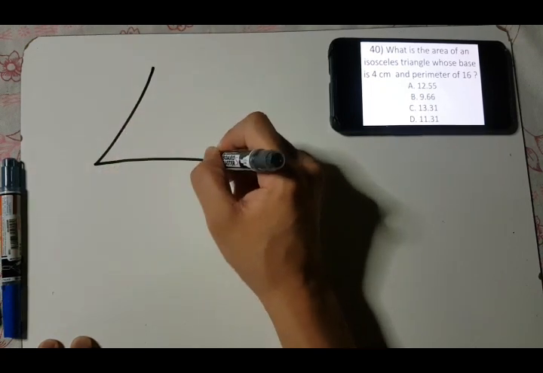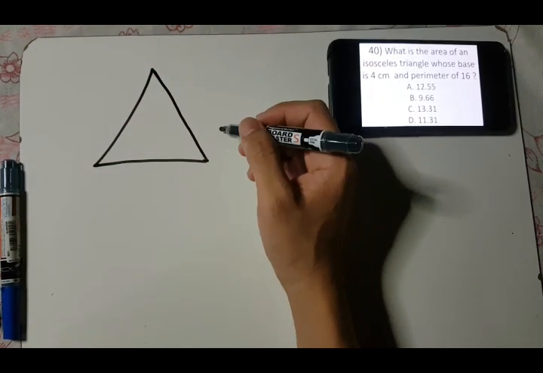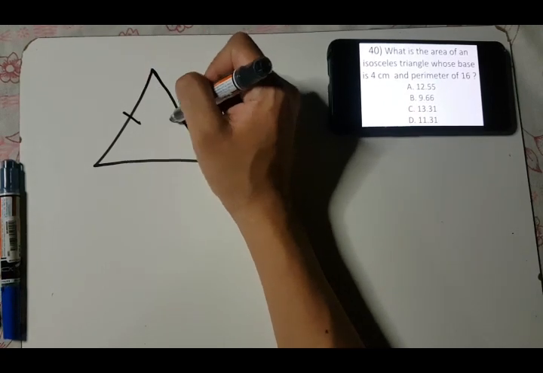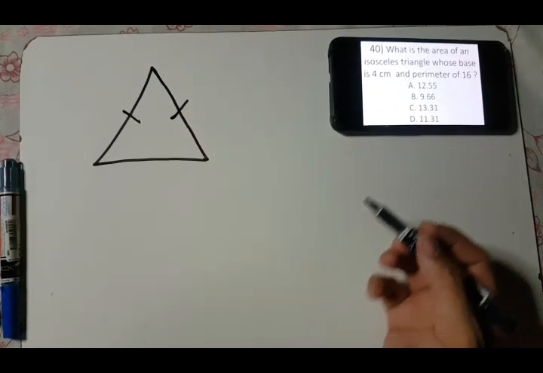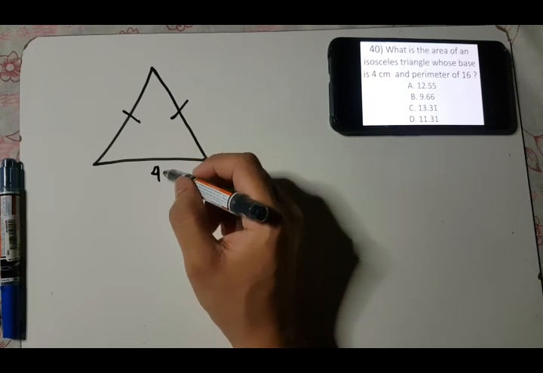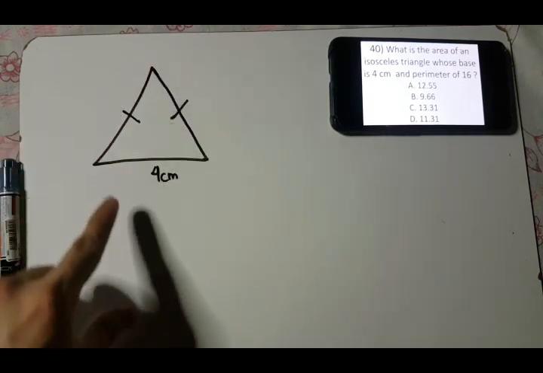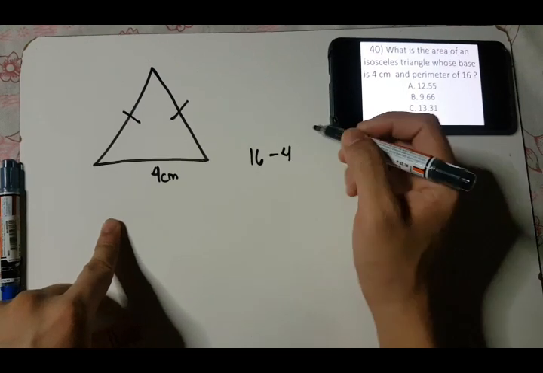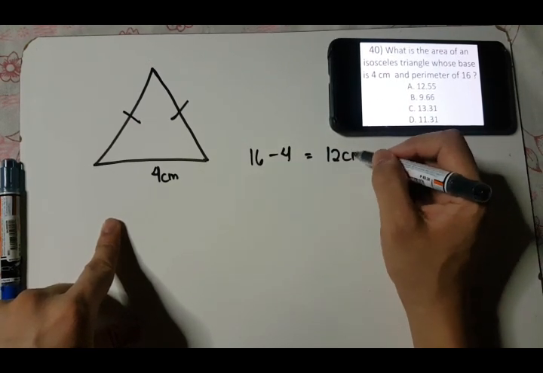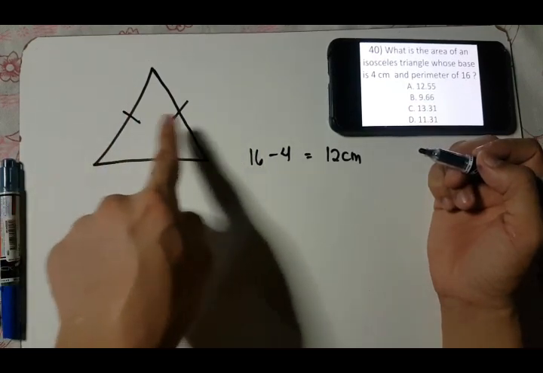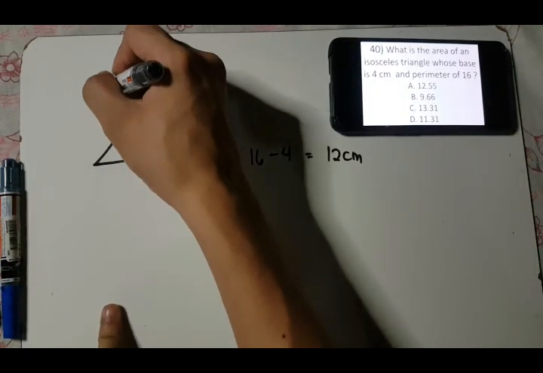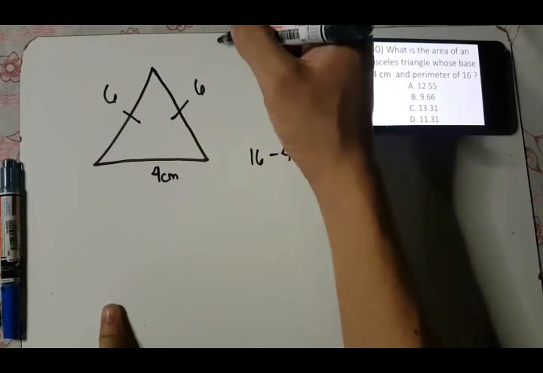What is the area of an isosceles triangle whose base is 4 centimeters and perimeter of 16? So, alam naman natin si isosceles triangle, ang kanyang two legs are always congruent. Okay? So, yung given nating base is 4 centimeters. So, meaning, ang perimeter nito is 16. So, 16 minus 4. So, that is 12 centimeters na natira. So, hatiin natin to sa dalawa since these two are congruent. So, this is 6 centimeters and this is 6 centimeters also.